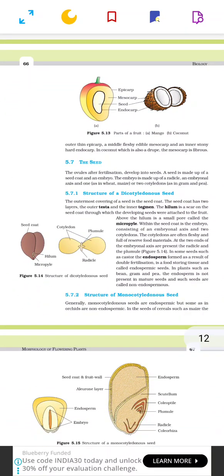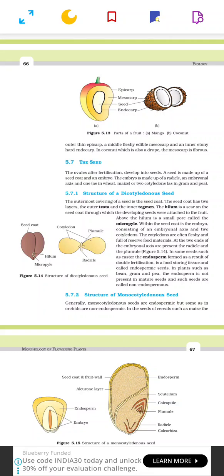The seed. The ovules after fertilization develop into seeds. A seed is made up of a seed coat and an embryo. The embryo is made up of a radicle and an embryonal axis, and one cotyledon as in wheat and maize, or two cotyledons as in gram and pea. Most of the time, monocots have only one cotyledon and dicots have two cotyledons, in which the food materials are reserved. Structure of a dicotyledon seed.